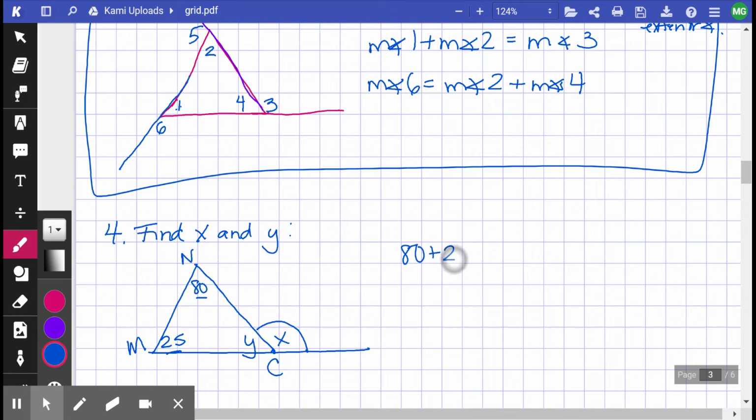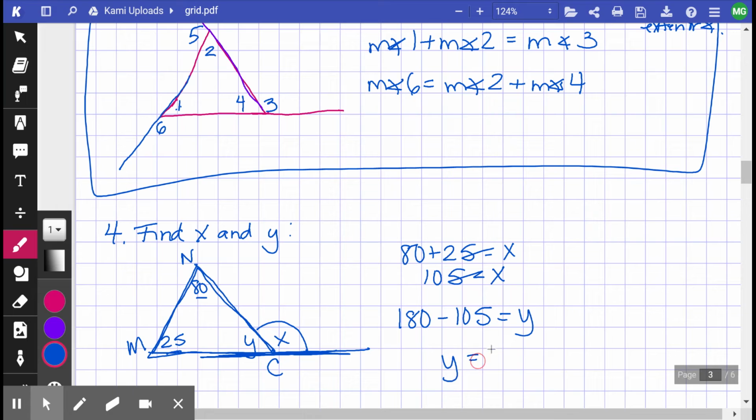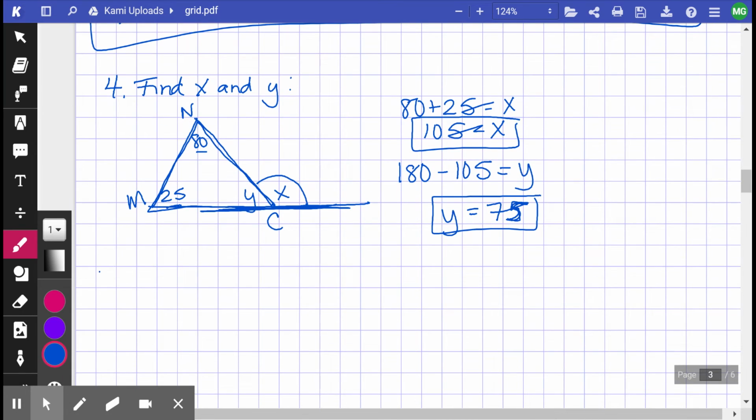So 80 plus 25 will give us our x. So that's 105. And then just subtract that 105, since these form a linear pair, or add to 180, just subtract 105 from 180. Or you could have thought about it as the triangle and subtracting 80 and 25 from 180 to find the third angle of the triangle. So that will give us our y. So y is 75. Let's look at another one.